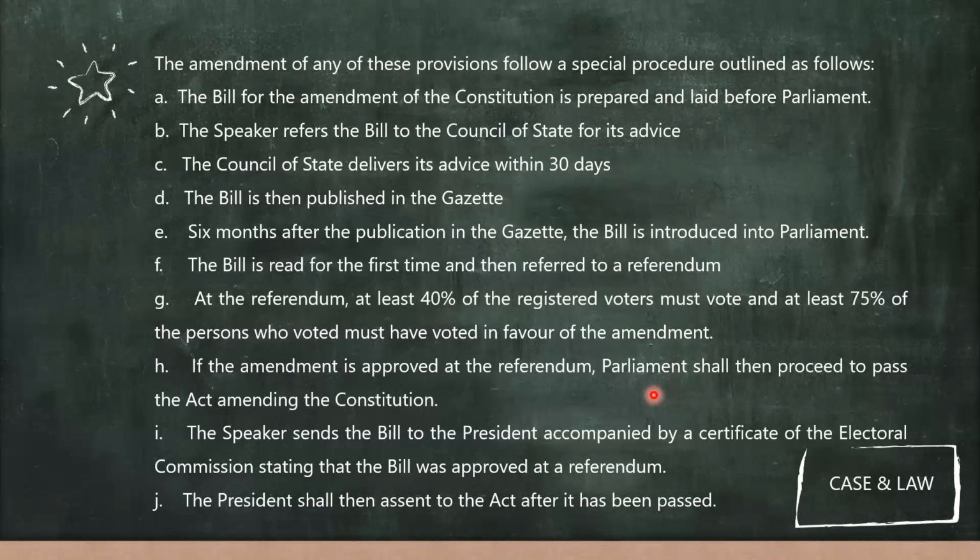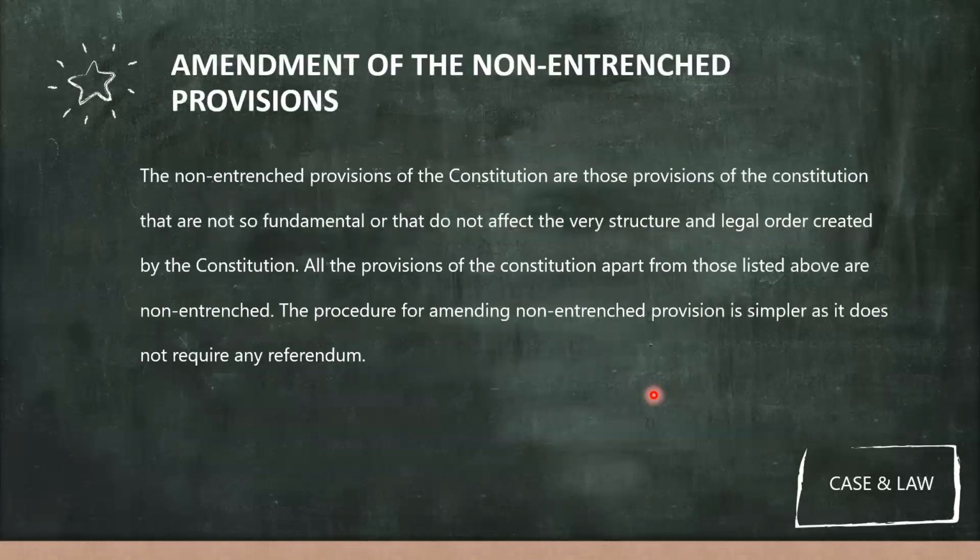Good. So I hope it's clear. Now, amending non-entrenched provisions. I've already mentioned that non-entrenched provisions are those provisions that Parliament need not hassle too much in amending. And those provisions do not affect the very structure and legal order created by the constitution. So they don't affect the judiciary, the legislature, the executive, the police, our finance, our territories, or the supremacy of the constitution. They don't affect these very important bits.